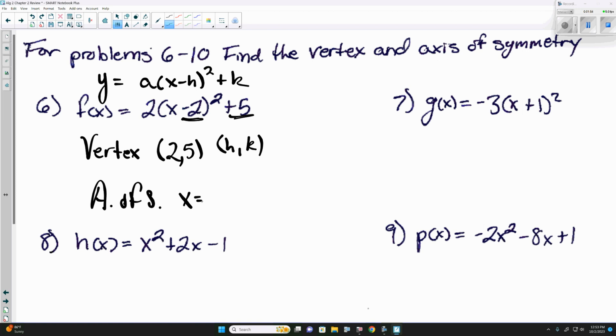Now our axis of symmetry, in the general form, it is x equals h. And for this one here, it would be x equals 2.